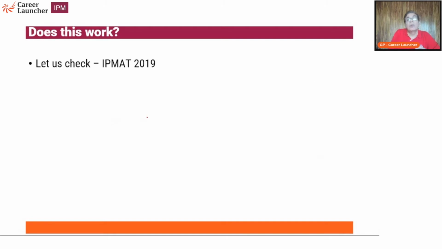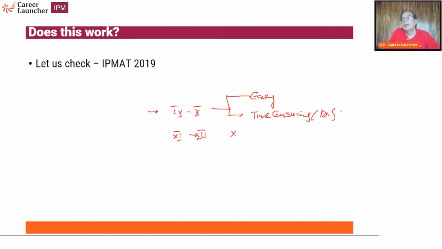What is the process we'll adopt? First thing I will do, I'll ask myself, is this question from a 9th, 10th topic or an 11th, 12th topic? That is the first thing. If it is from 11th, 12th, I'll leave it. I'm not interested in it. If it's 9th, 10th, I will look at two types of questions. Some which are easy, which can be solved very simply, and questions which are time consuming or difficult. These are the questions I will mark and come back to if I have time in the end.